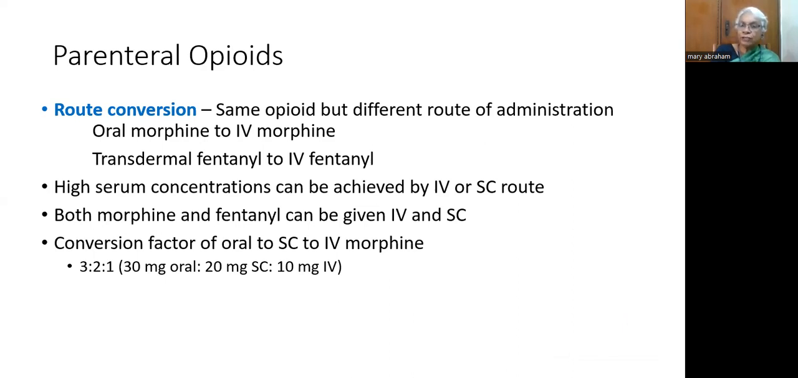High serum concentrations of opioid can be achieved by either the intravenous or the subcutaneous route as well. Both morphine and fentanyl can be given through both these routes, intravenous and subcutaneous. There is a conversion factor to convert oral to subcutaneous or IV morphine, which is 3:2:1. That means 30 mg oral morphine is equivalent to 20 mg of subcutaneous and 10 mg of IV. So that is a good rule to remember when you want to convert the route of morphine.